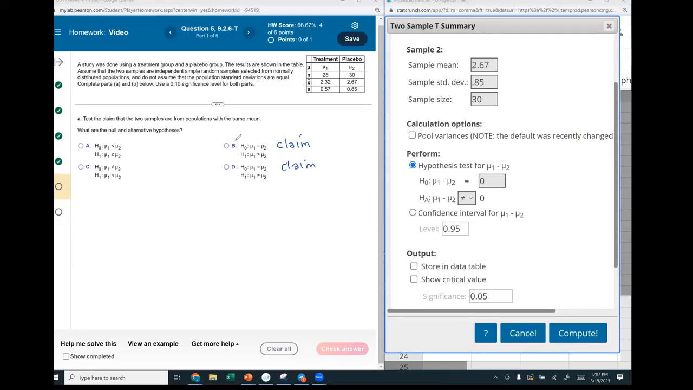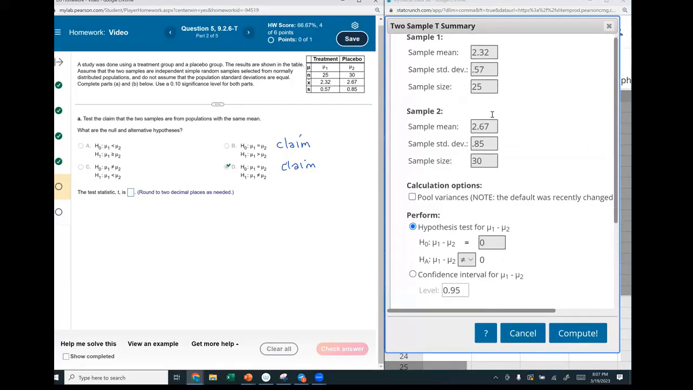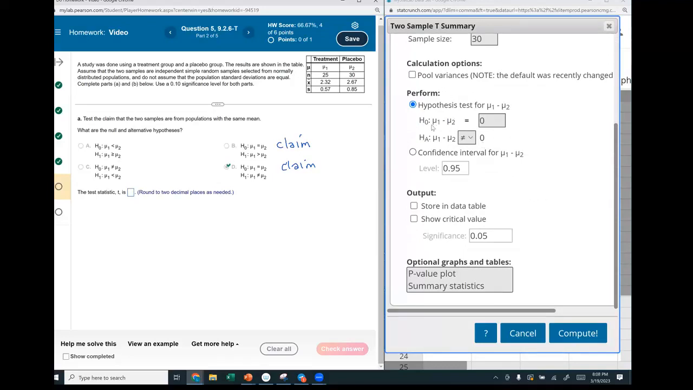So my alternative would be that they're not equal. That's a two-tailed test. So I click that and check. Perfect. The test statistic, well, I think I wrote everything in here already. So I get my test statistic from my hypothesis test. This one is mu1 minus mu2 equals 0. And then this one is they're not equal to 0.